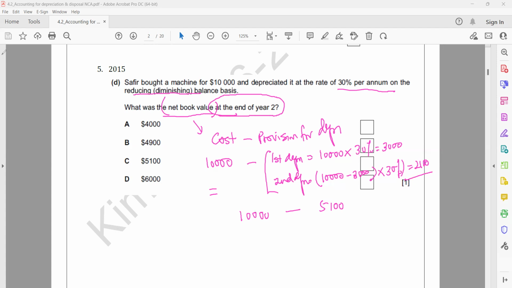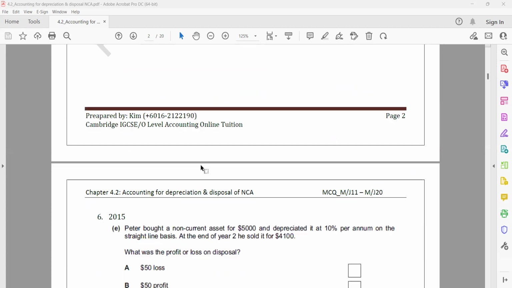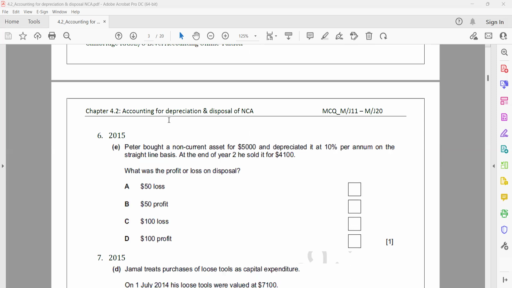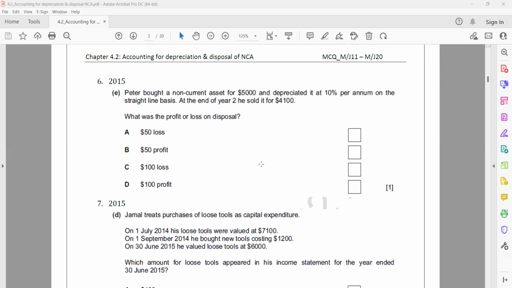Okay. 4,900. Yes, 4,900. Okay, you all can take your book and do it in your book so that it is easier for you next time to refer. You all have the book for the accounting for depreciation topic. Okay, the multiple choice.